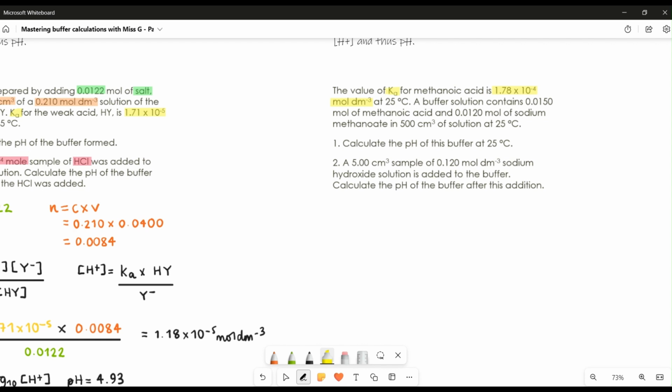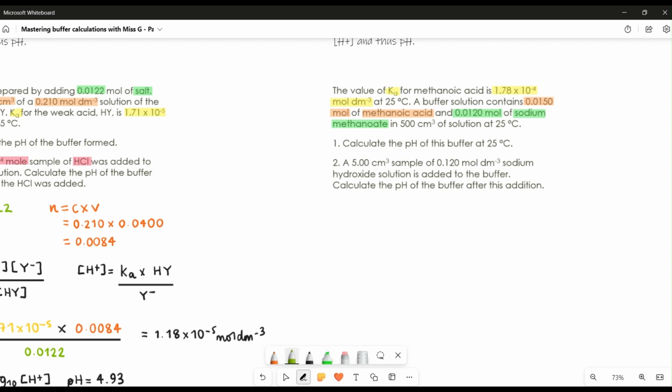A buffer solution contains 0.0150 moles of methanoic acid, which is our weak acid, and 0.0120 moles of sodium methanoate, which is our salt, in 500 centimetres cubed of solution at 25 degrees. So step 1, calculate the pH of this buffer at 25 degrees, and then step 2, a 5 centimetre cubed sample of 0.120 mole per decimeter cubed sodium hydroxide solution is then added to that buffer. We'll come back to that in a second, because the first thing we need to do is get the pH of the buffer initially.